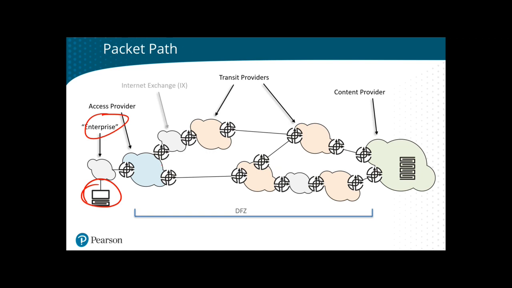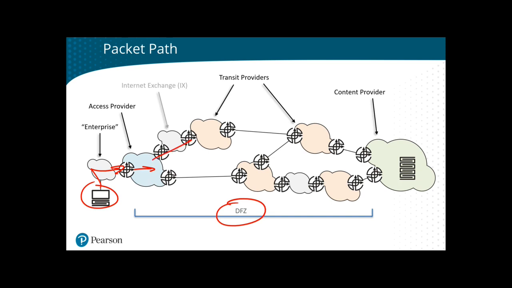But unfortunately for me, I have not come up with another name to use for these types of companies that don't use the network as a service. They don't sell the network as a service. So the path of a packet is going to be from this host through this enterprise network, through an access provider. And then once you hit the access provider, you're in the DFZ, the default free zone.